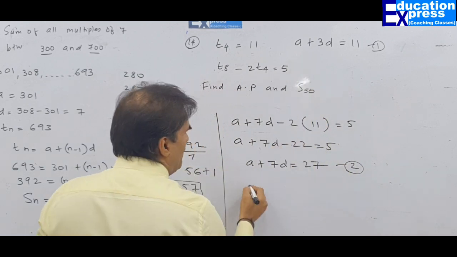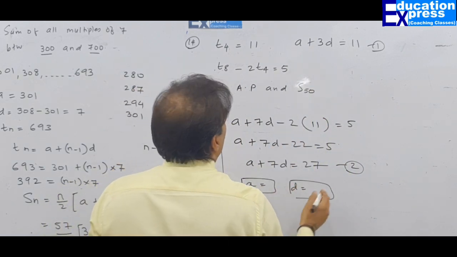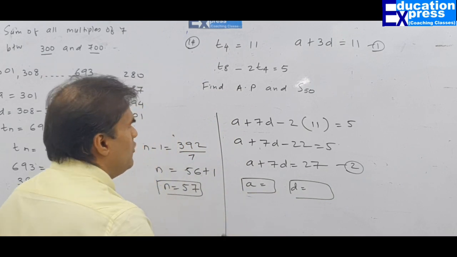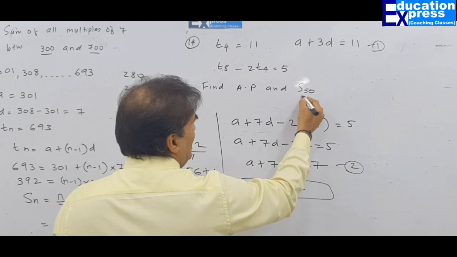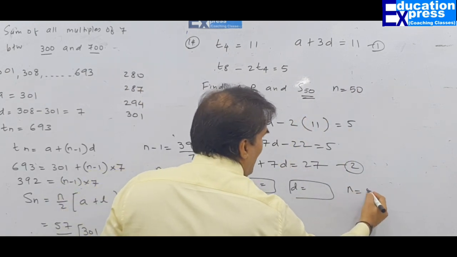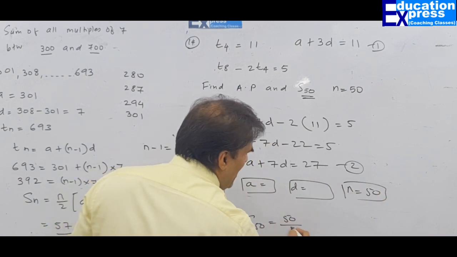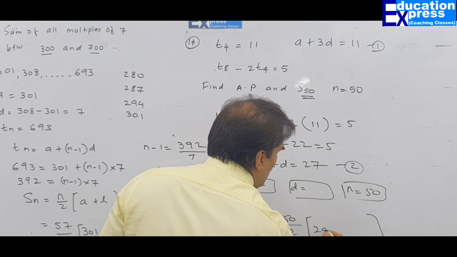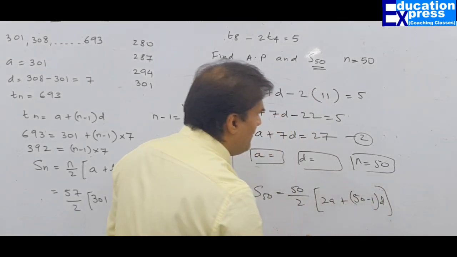Guys, you can find out the value of A, you can find the value of d. So you get to know the series AP. You can construct the series AP. n is given to us. n is 50. And what you have to find is S50, which is 50 upon 2 (2A plus (50 minus 1) into d).